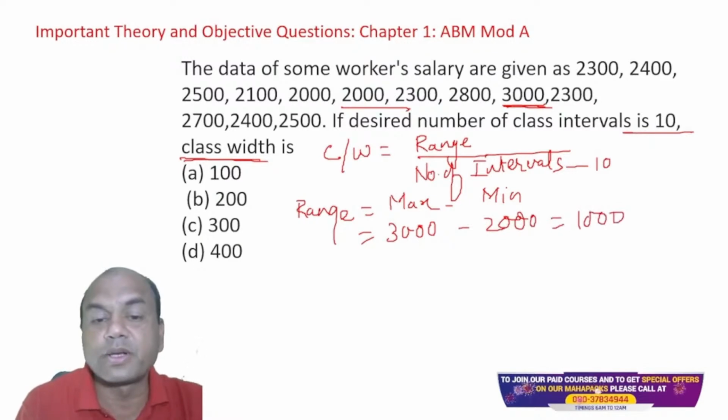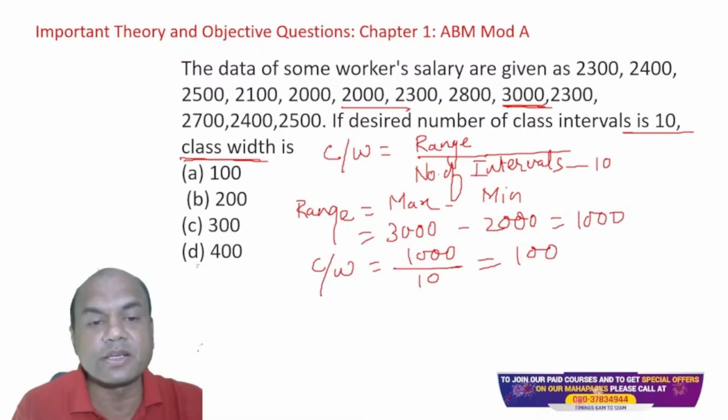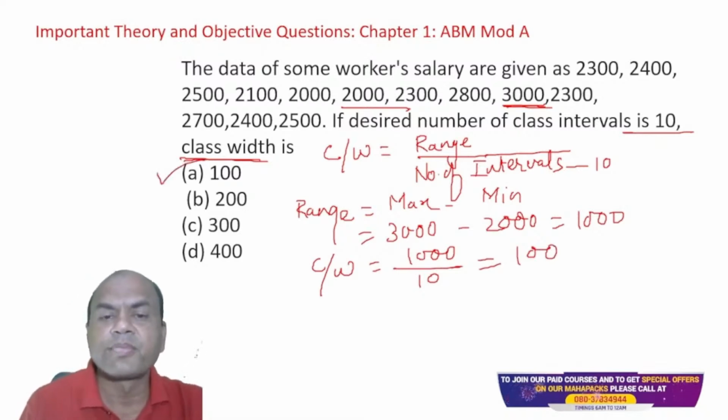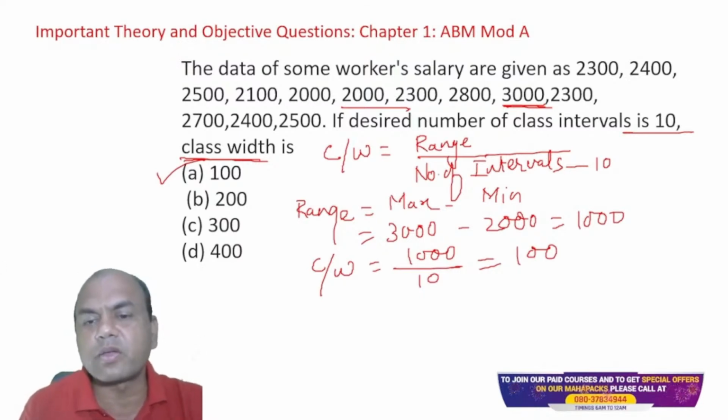So what is my class width now? Class width equals 1000 upon 10, so that is equal to 100. So this is my answer. Class width is 100. What do you mean by class width? What is the meaning of this word? This 100 you have got, it means what?